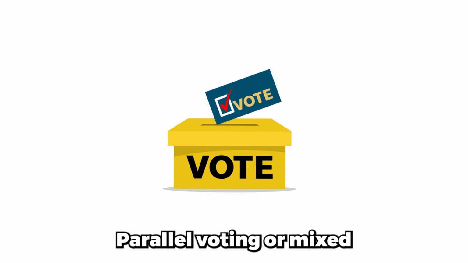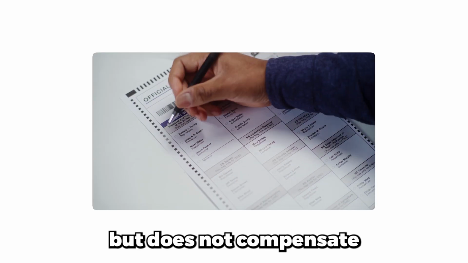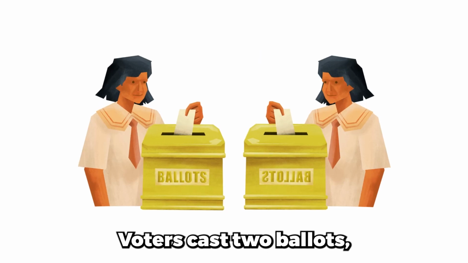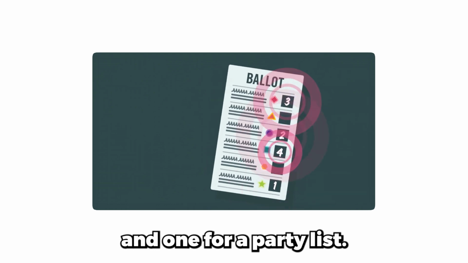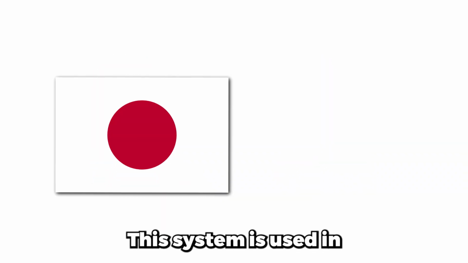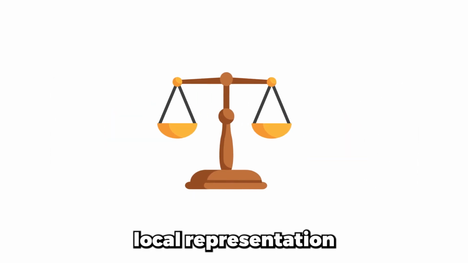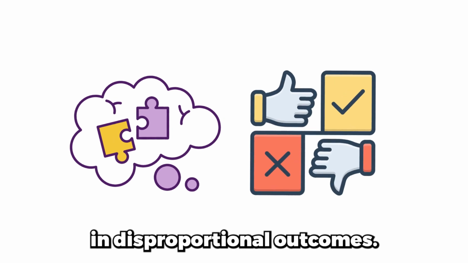Parallel voting. Parallel voting, or mixed-member majoritarian, combines FPTP and PR, but does not compensate for disproportionality in the FPTP part. Voters cast 2 ballots, one for a candidate in their constituency and one for a party list. Some seats are filled by FPTP and some by PR. This system is used in Japan and South Korea, balancing local representation with proportional representation and resulting in disproportional outcomes.